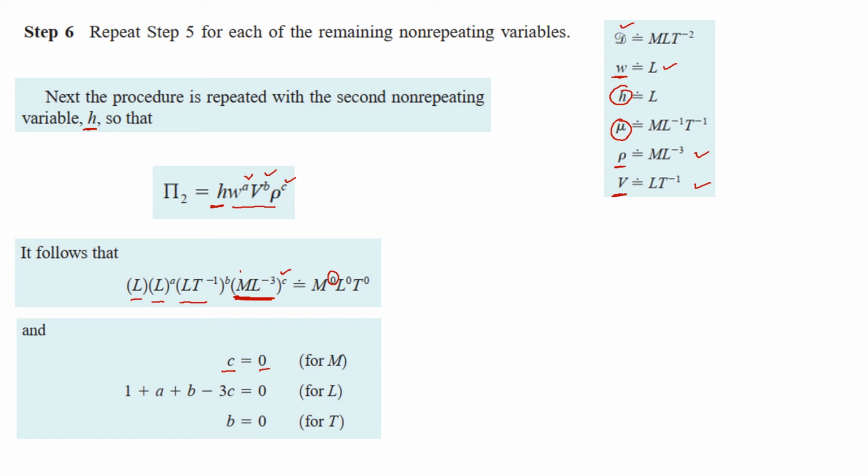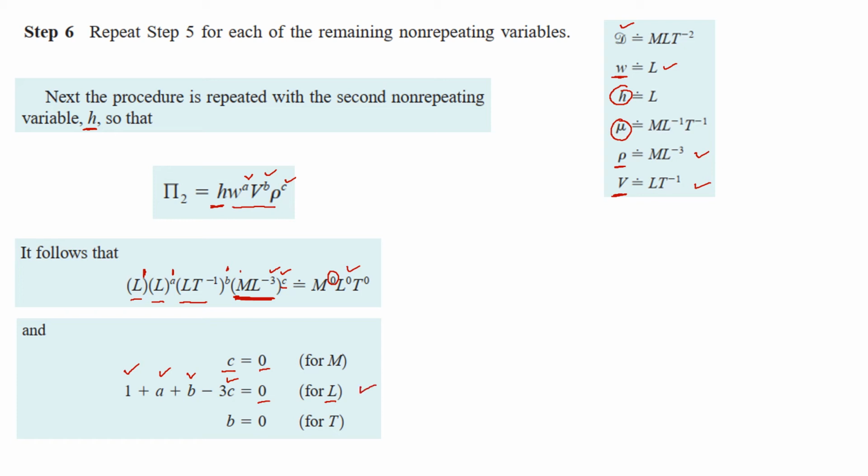Then again we'll repeat the same procedure for length L. So length here has a power of 1, then it has a power of a, so plus a, then it has a power of b, so plus b, and then it has a power of minus 3 multiplied by c, so it has this term minus 3c, and equated to this 0. So this is for length L.